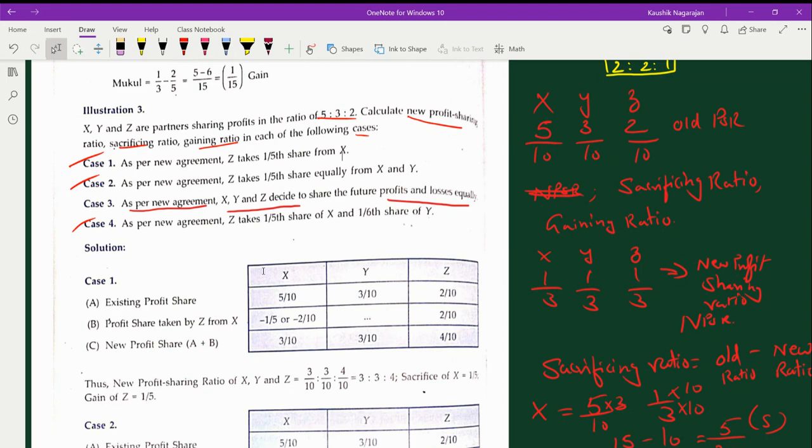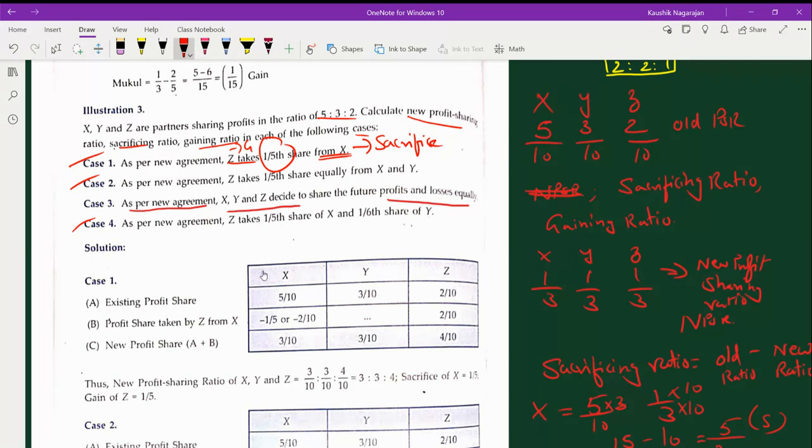So let us first discuss case 1. In case 1, it is mentioned that as per the agreement, Z is taking 1 by 5 share from one particular person called X. That means it is a clear-cut indication that the partner X is going to sacrifice, and obviously Z is taking the share of X, so Z is going to get a gain. So the gain is going to be for Z, the partner, and the sacrifice is going to be one-sided because only one partner is going to lose from his share of profits.